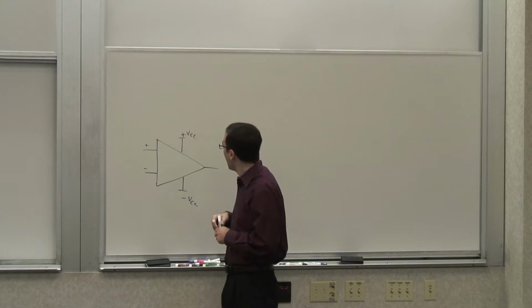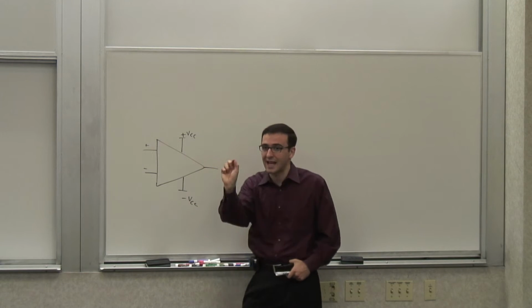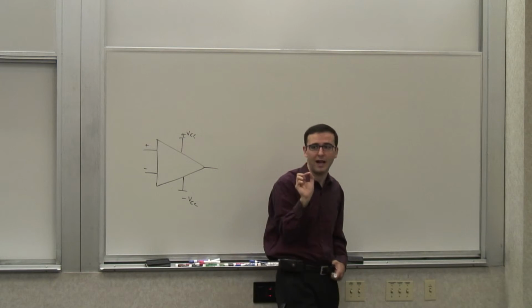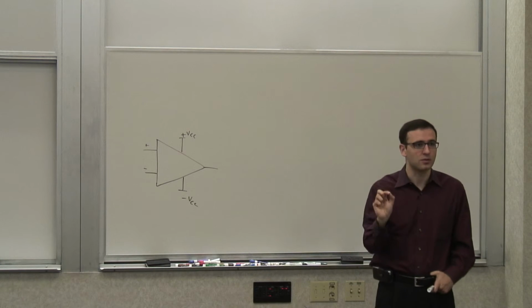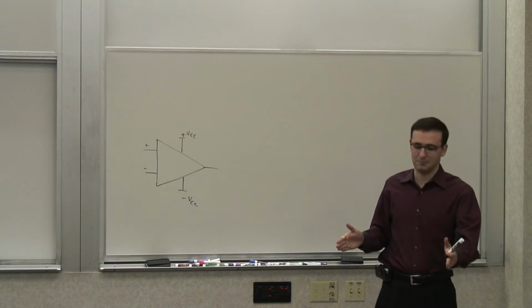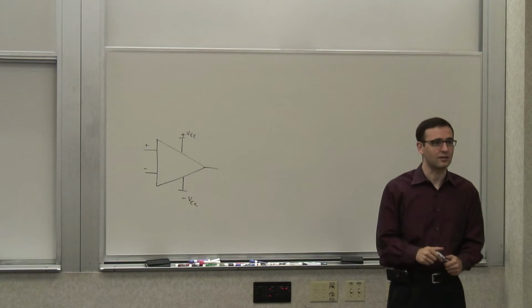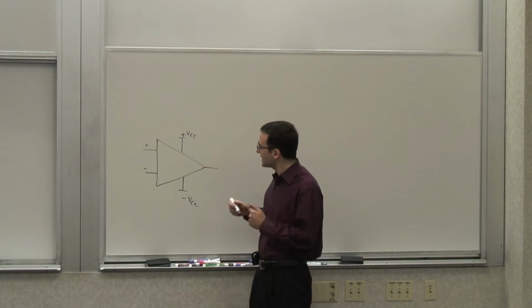Now, also we want to design an op-amp in such a way that this VCC doesn't have to be an exactly fixed, predefined value. So I don't want to design an op-amp that only works for plus minus 12 volts. I want to make an op-amp that works over a range of voltages, let's say from plus 7 to plus 15 volts and minus, right?